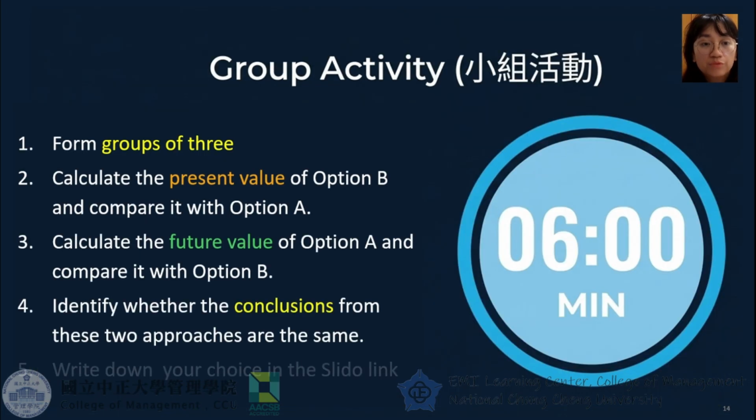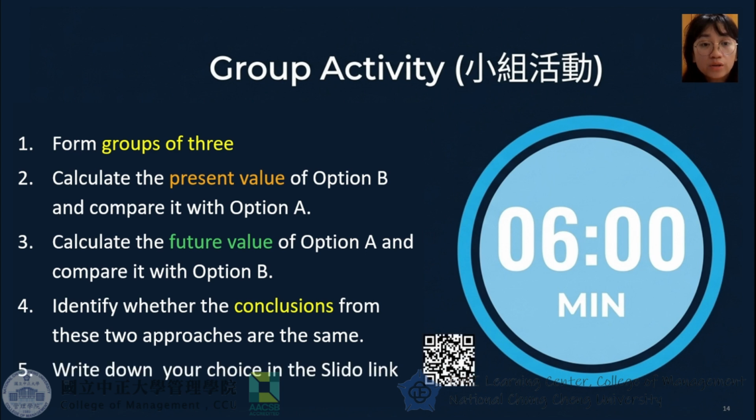Please form a group of 3. First, I want you to calculate the present value of option B and compare it with option A. Second, calculate the future value of option A and compare it with option B. Third, identify whether the conclusions from these two approaches are the same. You have 6 minutes and you may begin now. And finally, when you finish, please write down your choice in the Slido link here with the QR code.